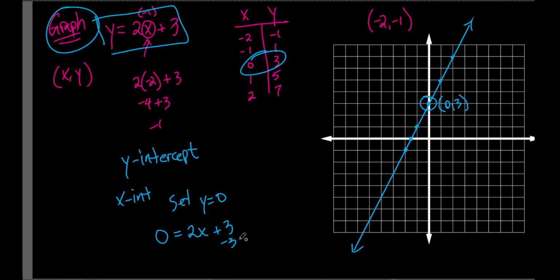So what do I do? I subtract 3 from both sides, right? So I've got negative 3 equals 2x, divide by 2, and that's exactly what I thought it was. Negative 3 over 2. What is negative 3 over 2 as a mixed number? It's negative 1.5. Look at that. So right there, that's our x-intercept. So that's our second way to graph something, and that way you only have to graph 2 points. You don't have to put 4 or 5 in there.